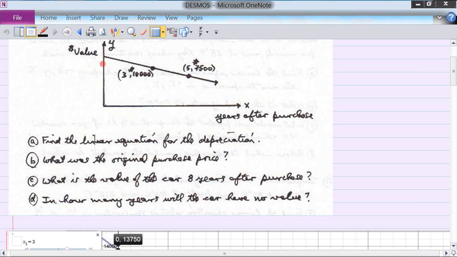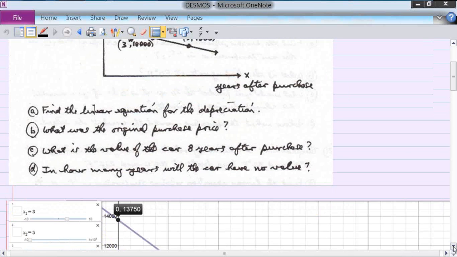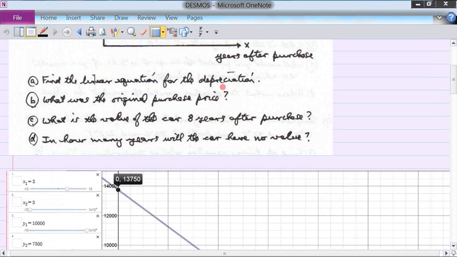So here is the value. The value, as you see as you go along, is going down. And this is the years after purchase. So assuming that the equation is a straight line, you're asked to find the equation. You're asked to find the original price. What is the value of the car 8 years after purchase? And in how many years will the car have no value?